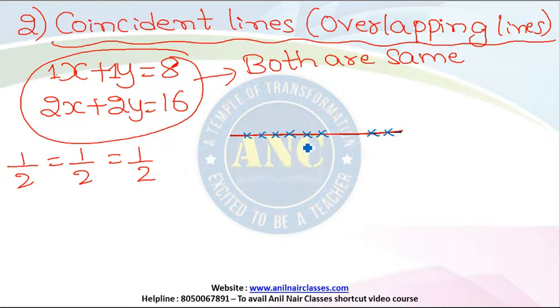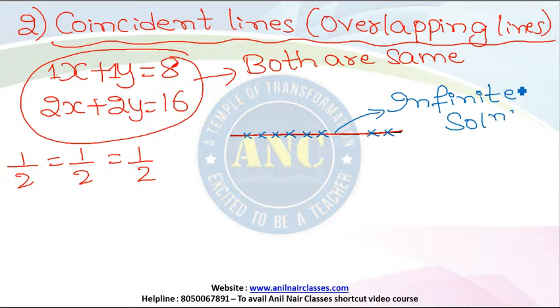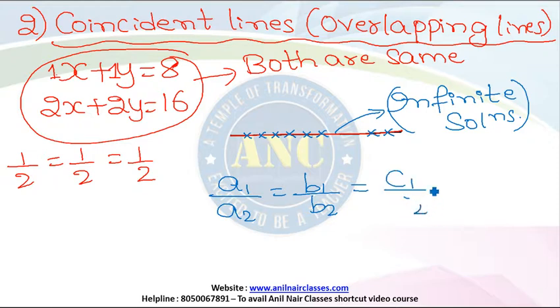That means totally how many meeting points are there, how many points of intersection are there, how many solutions are there? Point of intersection is nothing but the solution. There are infinite number of solutions, infinite number of times they both will keep meeting. So for overlapping lines or coincident lines, there are infinite solutions, and the condition for two lines to be overlapping is that the a1 by a2 ratio will be equal to b1 by b2, which will also be equal to the constant ratio c1 by c2. That means everything will be the same.